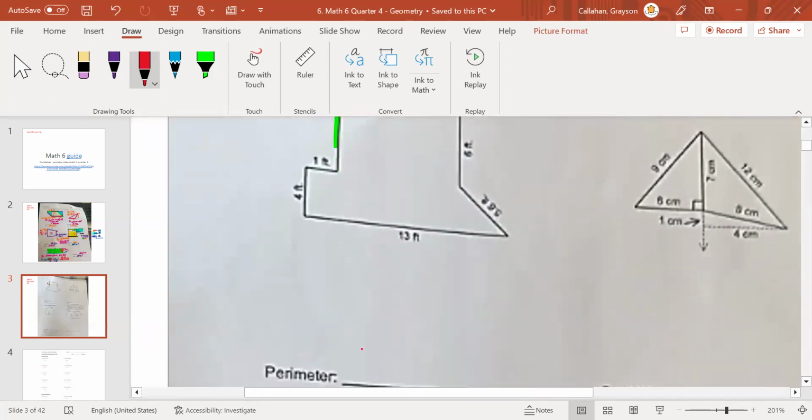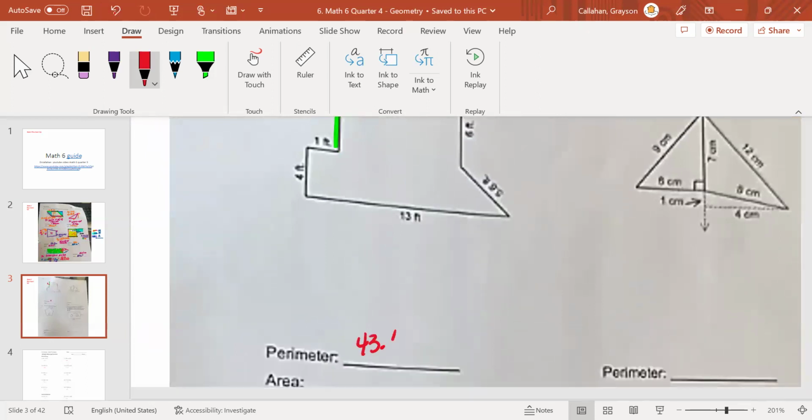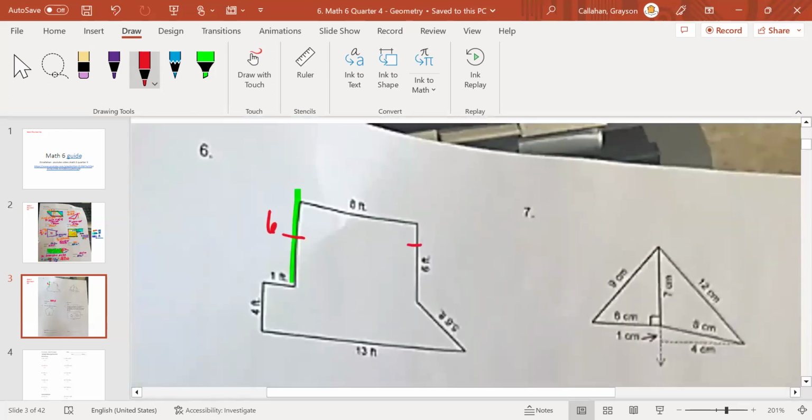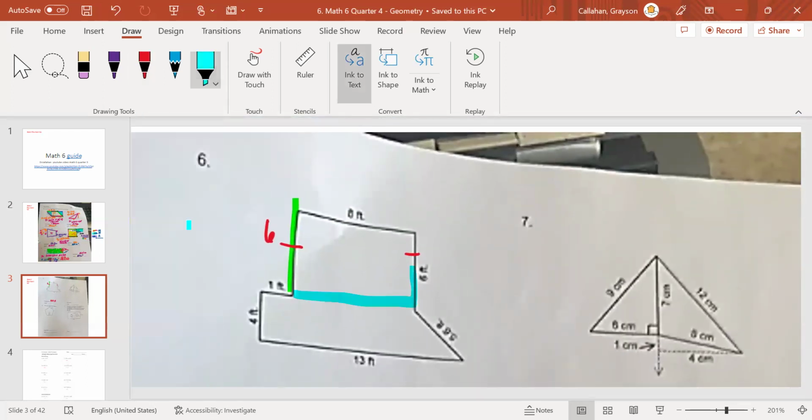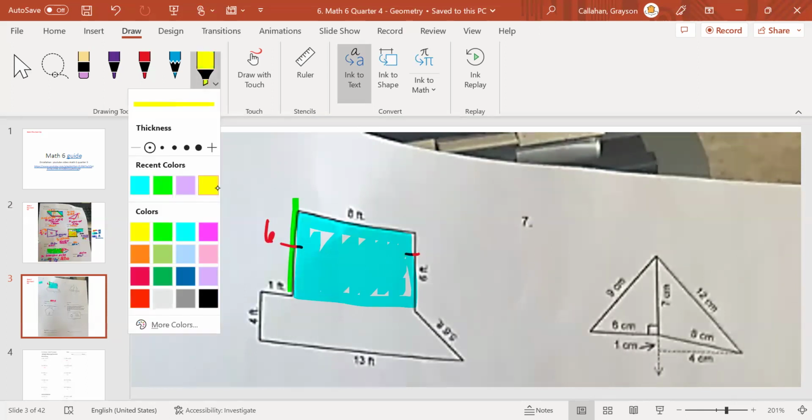Okay, 43. I'm assuming you're doing this right because I don't know. 43.6 feet. Now, to find the area of this, we're gonna break this apart, right? First thing to do is find the area of this rectangle. Do you see that part right there? Okay, so that's the first thing I want to do. Next, what other shapes can we break into?